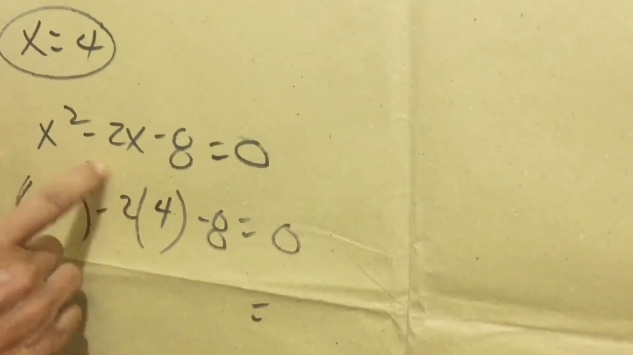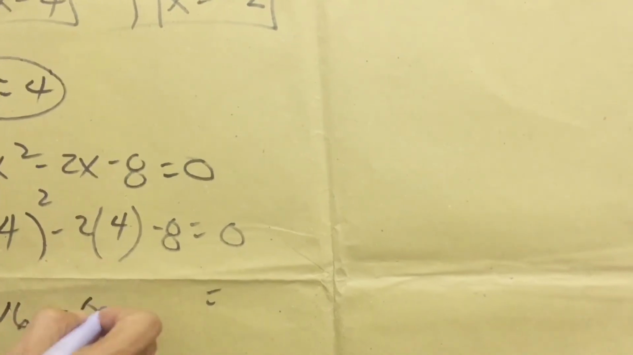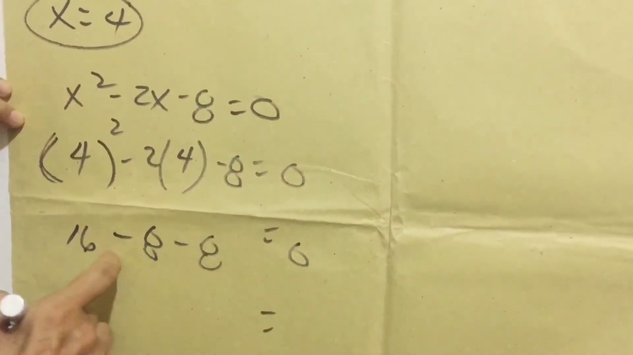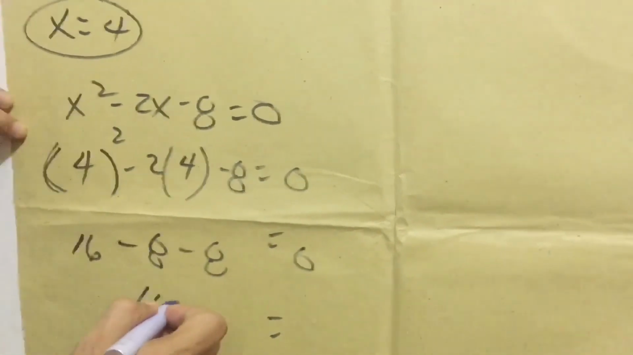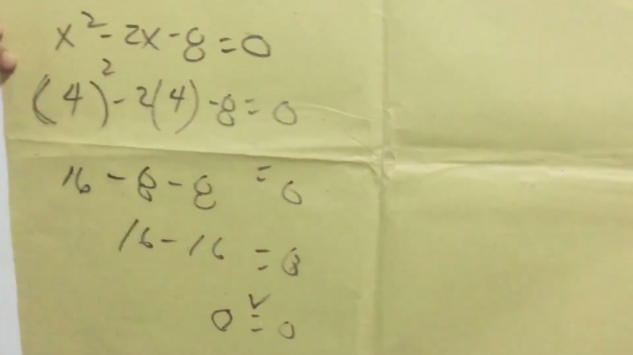Then simplify. We're going to extract the exponent. 4 times 4 equals 16, because the exponent 2 means twice the base. Then negative 2 times 4 is negative 8. Then negative 8 equals 0. 16 minus 8 minus 8 equals 0. So therefore, correct. The solution 4 is a solution of the quadratic equation.